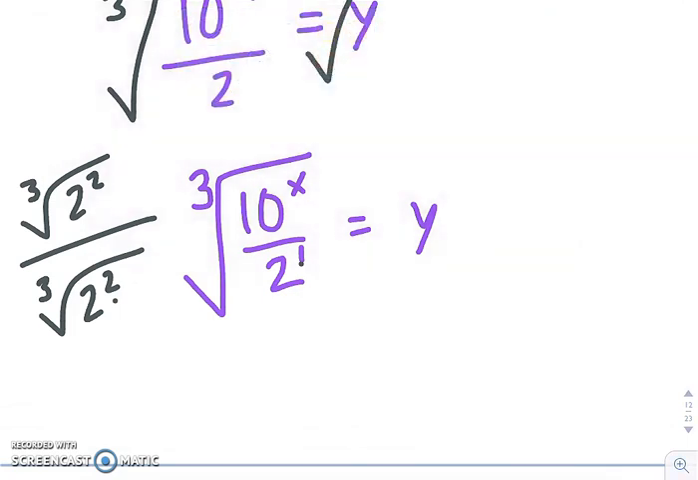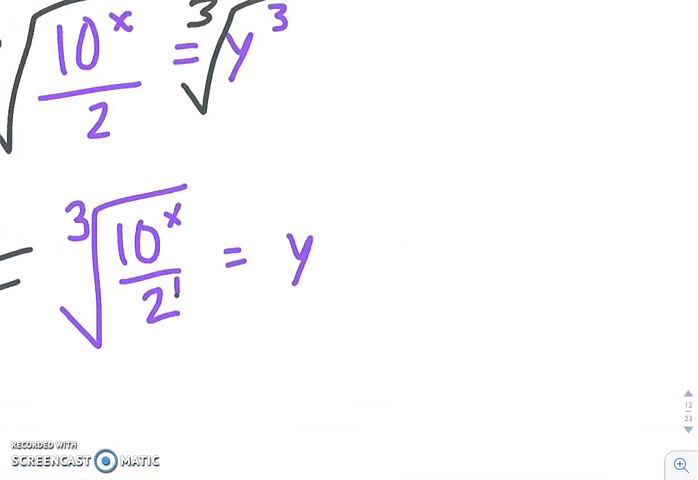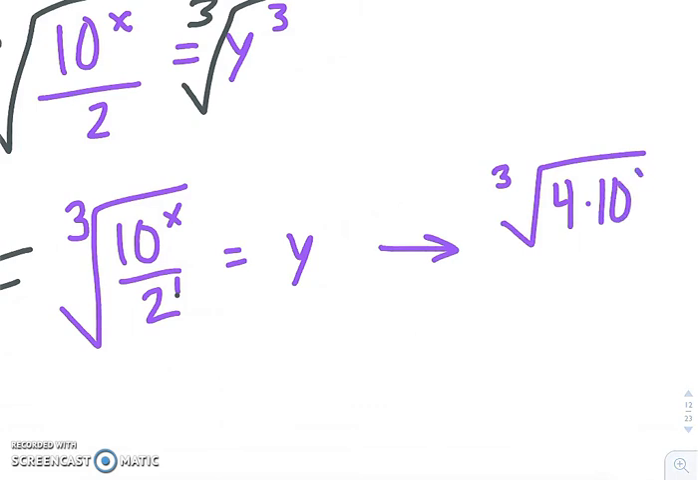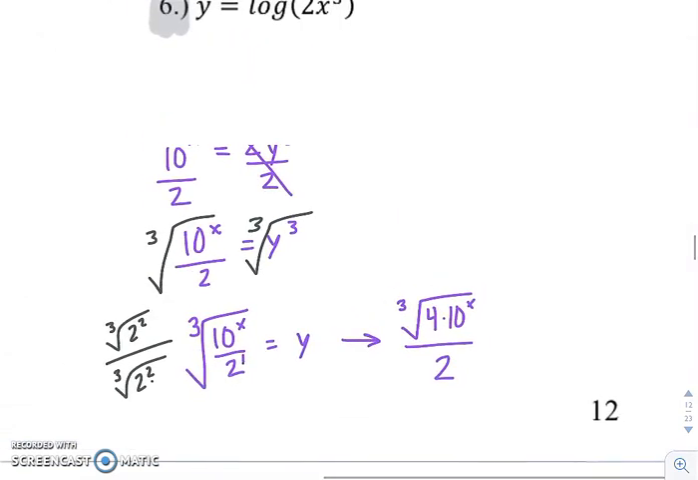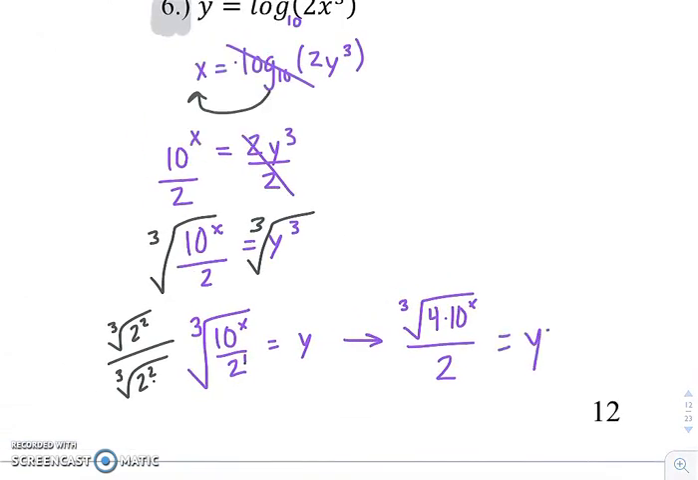So the top becomes 4 times 10 to the power of x. We're not going to multiply 10 times 4. We're just going to keep it as 10 to the power of x times 4, but this will be over 2. And that's going to be our inverse. So don't forget to rationalize if you have a denominator underneath a radical.